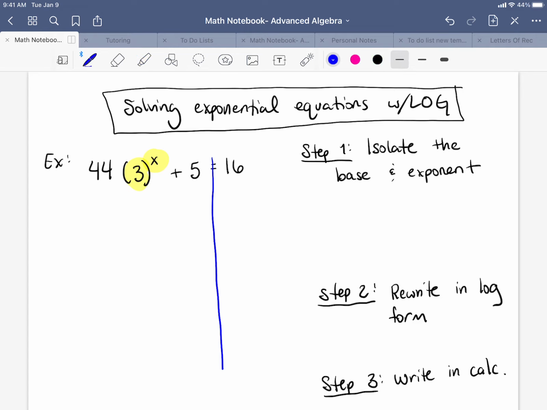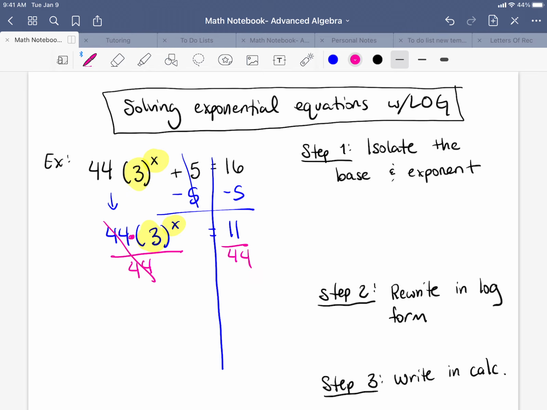That's what isolate means. So the first thing I'm going to do, I always get rid of addition or subtraction before I do multiplication. So the opposite of plus 5 is minus 5, and whatever I do to one side, I do to the other. The 5's cancel, and I get 11 over here. Bring everything down. In between the 44 and my base and exponent is multiply. So the opposite of multiply is divide. So instead of multiplying by 44, I divide by 44. Whatever I do to one side, I do to the other. And now I have 3 to the x power equals 11 over 44. That's my step 1. The base and the exponent are now by themselves, so I'm perfect.